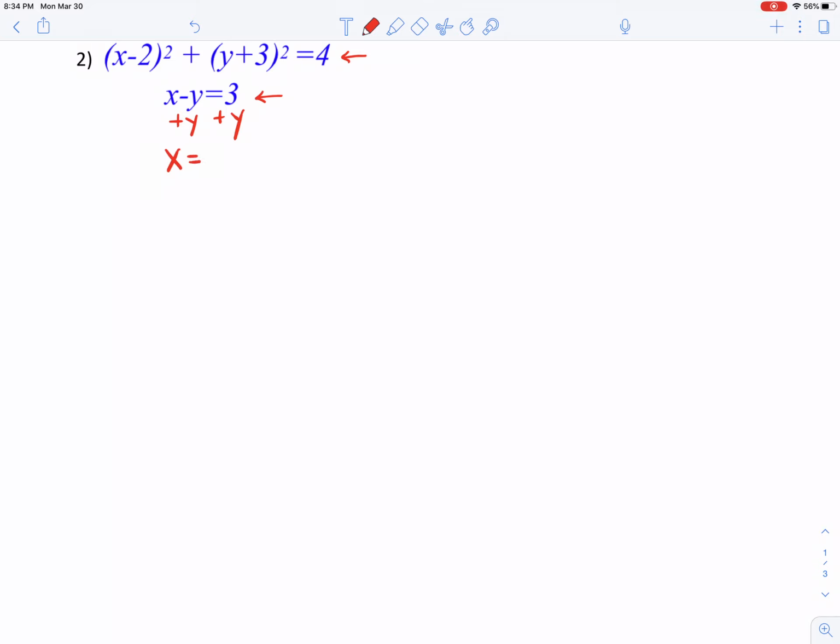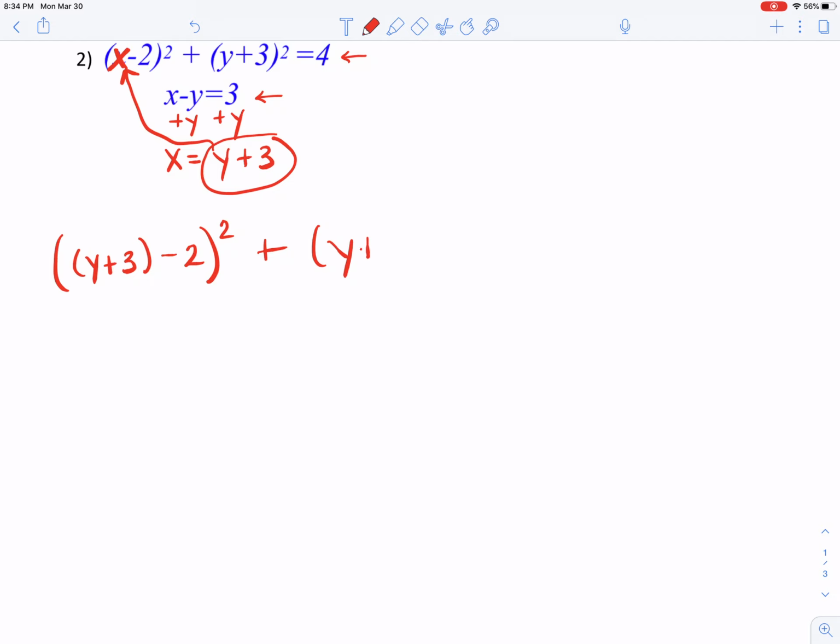that x is equal to either 3 plus y, or I always like to have the variable first, so y plus 3. So now I know that x is equal to y plus 3, so I'm going to replace the x in that first equation with the y plus 3. So instead of x minus 2 in the parenthesis, in for the x I'm putting y plus 3 minus 2 squared plus everything else is coming down.